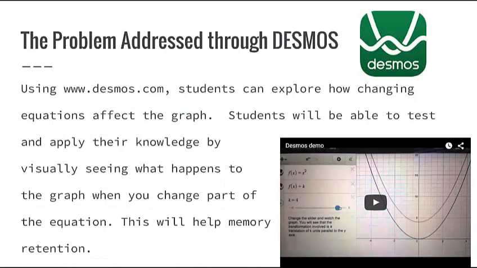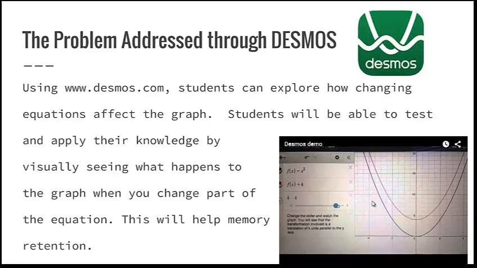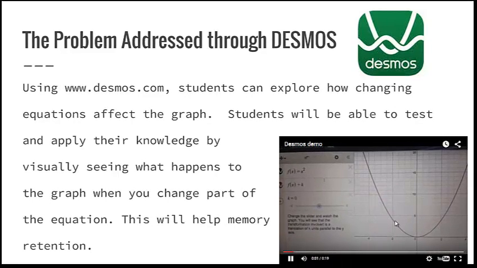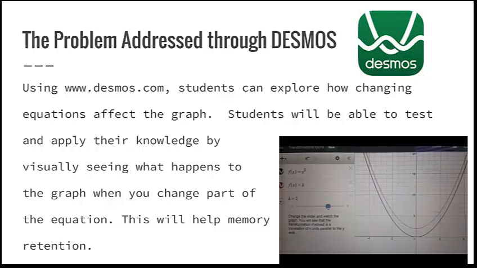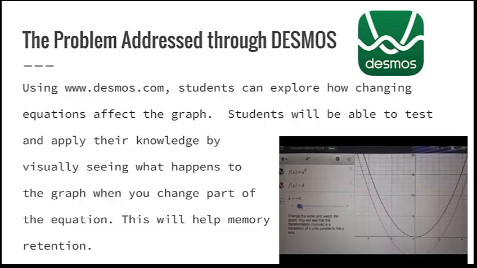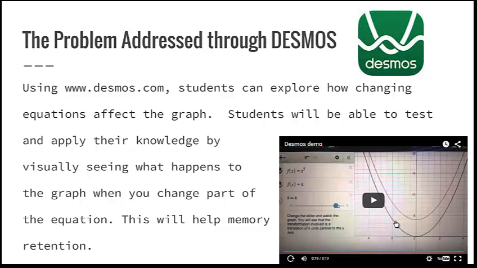The Desmos app, that is a Google app and can be downloaded on any device, can solve this problem. With Desmos, students can explore how changing the equations of parent functions affects the graph. In this example, students can visualize what happens to the graph when a number is added or subtracted to the function. Students will be able to test and apply their knowledge by visually seeing what happens to the graph when you change part of the equation. Students will be more engaged, and this should help with applying this difficult concept.